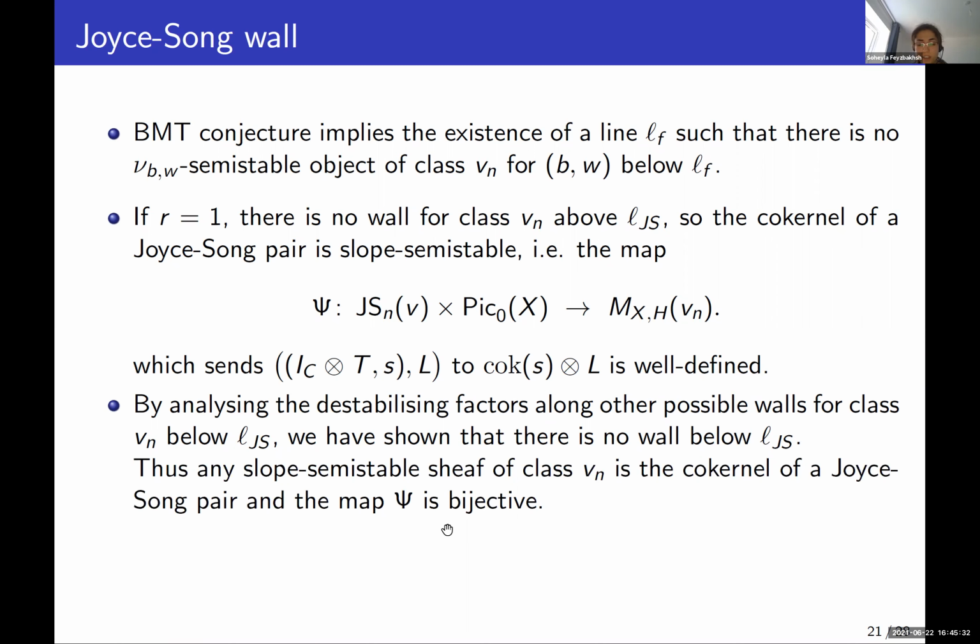It is injective because if I look at the cokernel of a Joyce-Song pair, then after crossing the Joyce-Song wall, E and OX minus N shifted by one, or maybe better to say L twisted by minus N shifted by one, because this is the place where this line bundle with torsion C1 is coming up, these are the Harder-Narasimhan filtration of this cokernel, and the uniqueness of the Harder-Narasimhan filtration implies injectivity of this map.